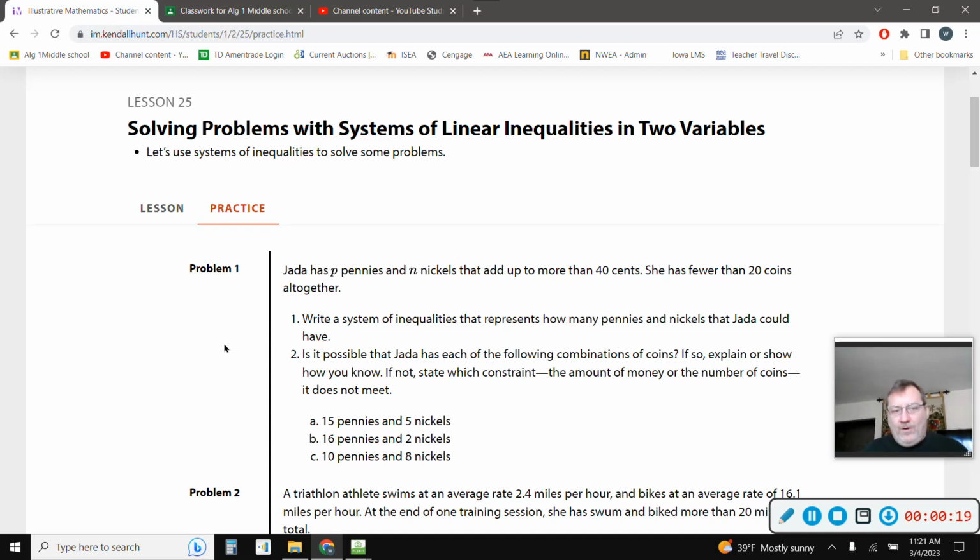So problem number one: Jada has p pennies and n nickels. They add up to more than 40 cents. She has fewer than 20 coins altogether. Write a system of inequalities. Then, is it possible that the following combinations of coins work? All right, so let's go through those.